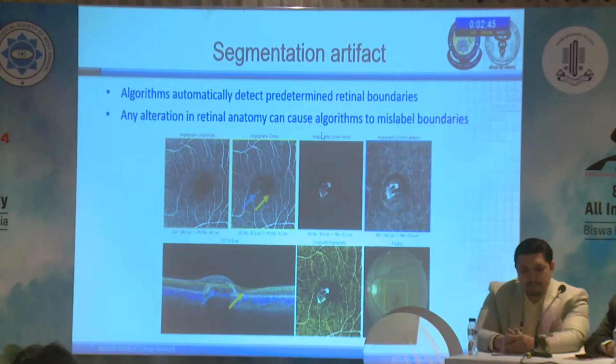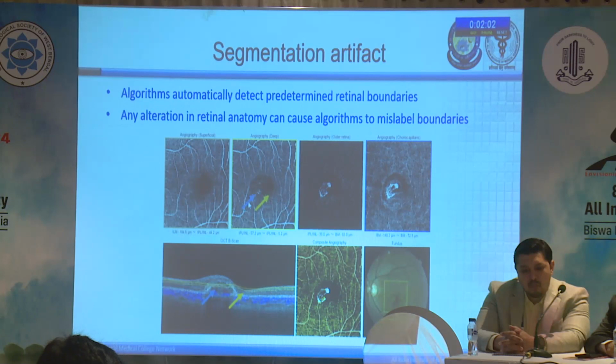Now segmentation artifacts occur because the machine automatically segments based on the predetermined retinal boundaries which we have gathered from healthy eyes. So any alteration in the retinal anatomy will make the machine mislabel the boundaries. If we see this example here, the area denoted by the yellow arrow, you can interpret it as a flow void or a deficit of the vasculature here. But if you see the corresponding OCT image, you see that the segmentation lines are above the retina in this area. So there is no vasculature in this area. That's why this absence of vasculature is there, and it's not an actual flow void.